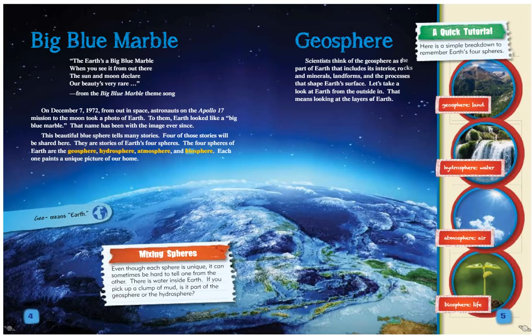So first off, what is the geosphere? Well, as it says right there, the word geo means Earth, and the word sphere means a big 3D circle. So geosphere can be thought of as the big circle of Earth itself. Scientists think of the geosphere as the part of Earth that includes its interior, or inside, rocks and minerals, landforms, and processes that shape Earth's surface.